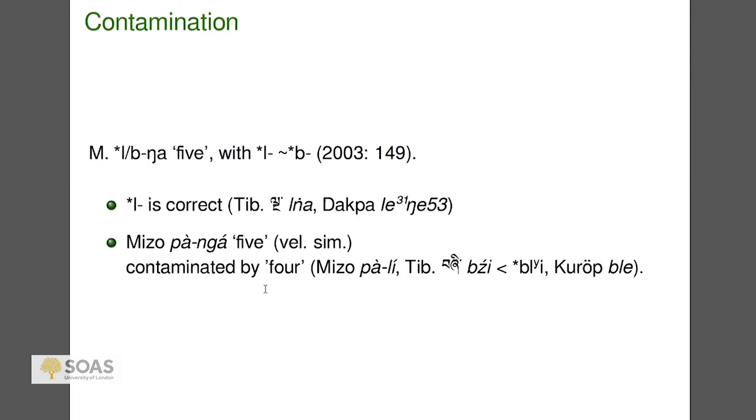And we think that words like Mizo panga with a P, the P has been copied from four. So, almost the mirror image of what happened in Germanic, where Germanic copied a P from five to four, and we think the P inside Tibetan was copied from four to five. And you see that in the word for four, both Mizo has a pa, and Tibetan has a pa, and Kurtöp, which is a language spoken in Bhutan, as is Dakpa. So that's our explanation: the B is new, caused by contamination, the L is old.